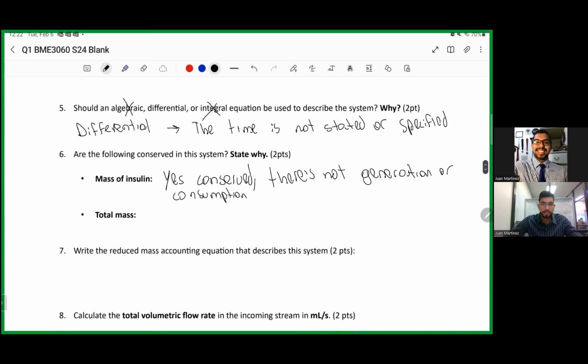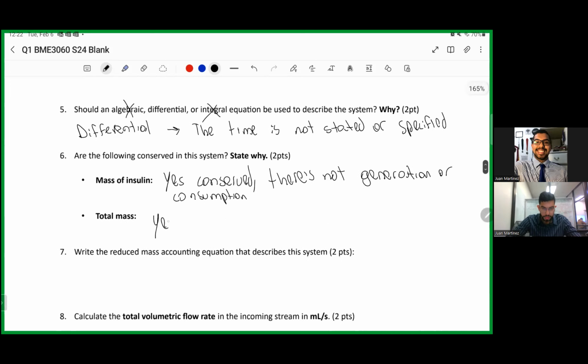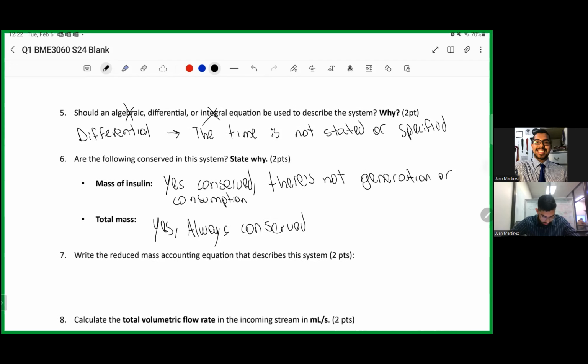Okay. And something we can safely say due to thermodynamics is that the total mass is always conserved. We're not dealing with weird atomic weapons or anything like that that would destroy matter. So yes, always conserved. All right, we did 6.